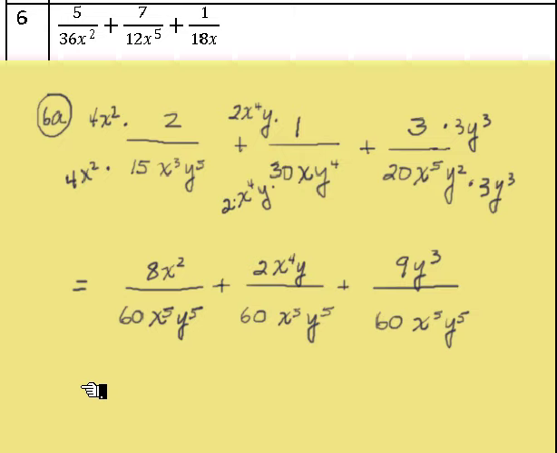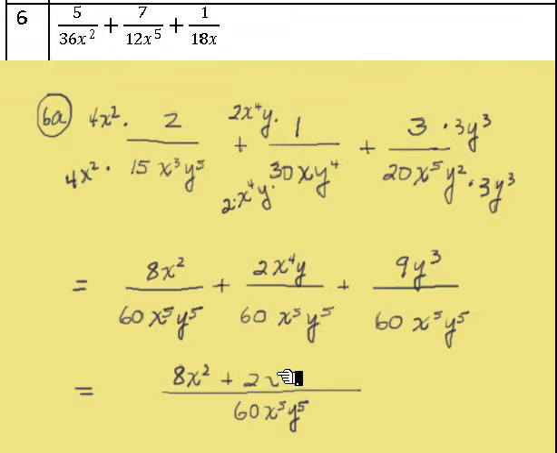Now we have a common denominator. Just put everything under that common denominator, 60 x to the fifth, y to the fifth. And add these numerators. Again, no like terms, so we'll just put plus signs in between. And that's the sum.